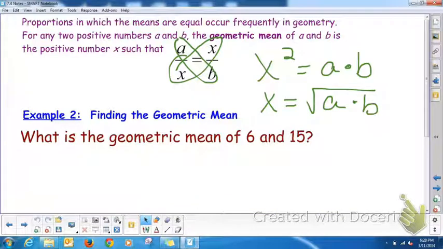So finding geometric mean, well, what's the geometric mean of 6 and 15? I want to find the product of them.